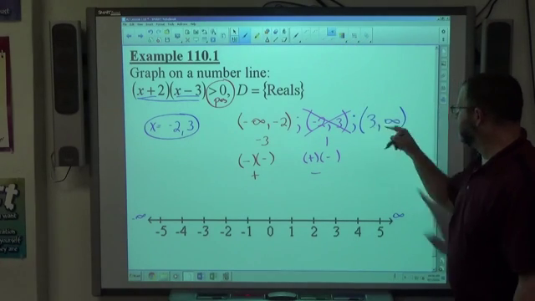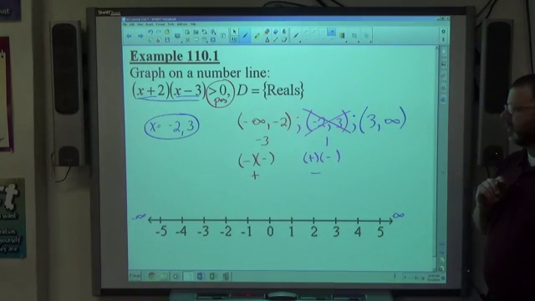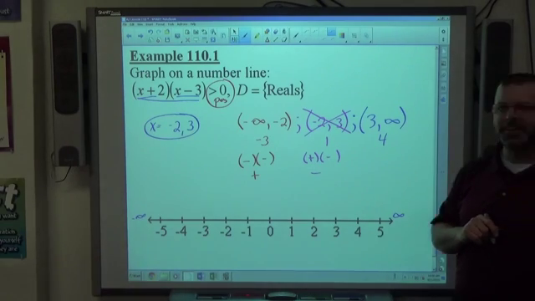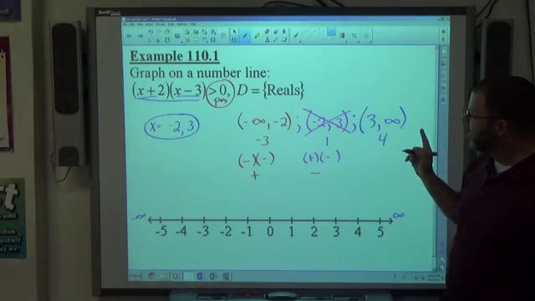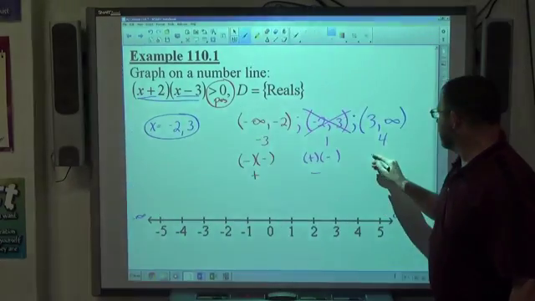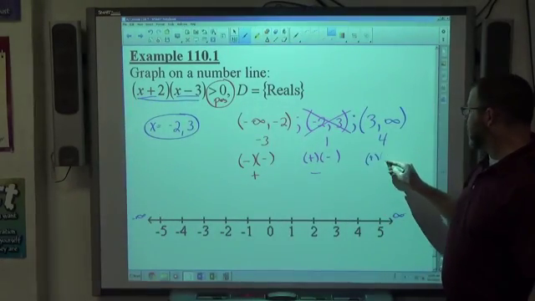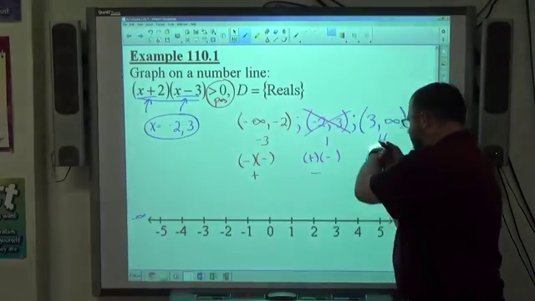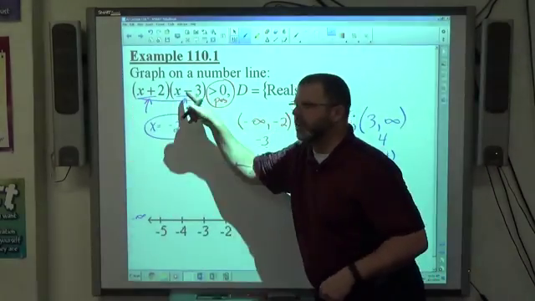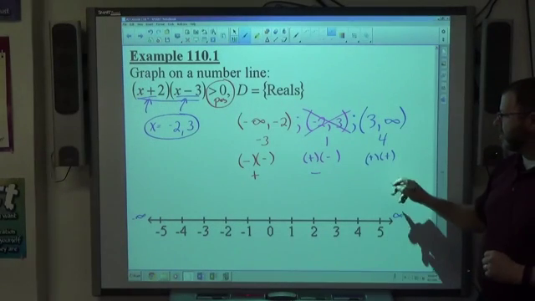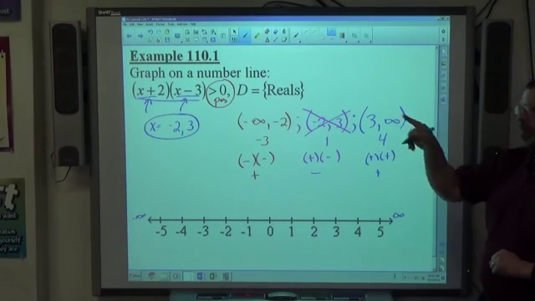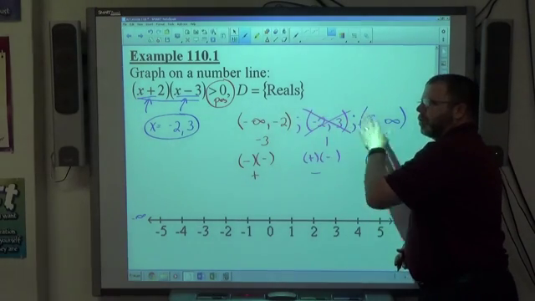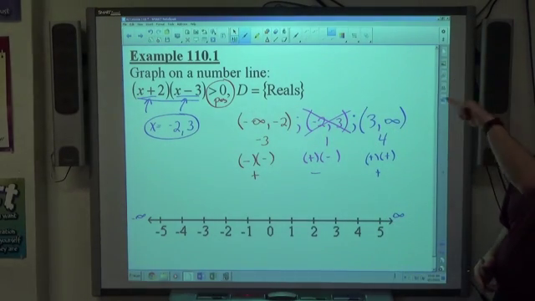That region does not work. Next region, I need to pick a number between 3 and infinity. 4 works. I could pick 77 if I felt like it. I don't want to, but 4 is fine. All right. 4 plus 2 is positive 6. 4 minus 3 is positive 1. Again, each time I'm just putting x, the value that I pick here is x. Put x in there, figure out what kind of answer I get. Positive times positive makes it positive, and we're looking for positive, so that works also. So this region and this region both create true statements for that inequality.